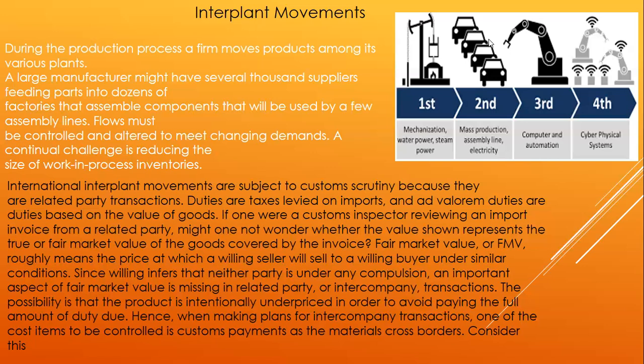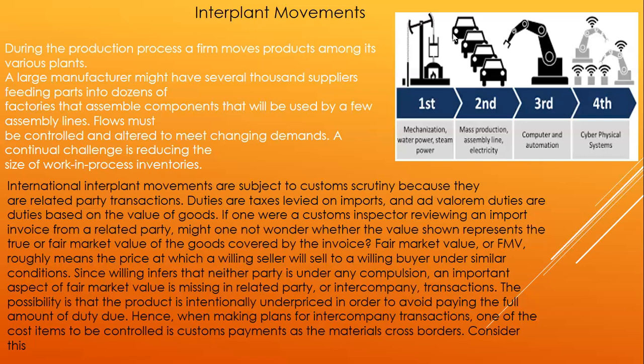Some days you receive an order for production at a high level, then you need to arrange the finished goods as per the order. Sometimes you receive a small order, then you arrange as per that. So this needs to be controlled and altered to meet the changing demand. Continual changes reduce the size of work-in-progress inventory. This totally depends on the inventory, that is, how much material, components, and raw materials are available. You need to work on that.